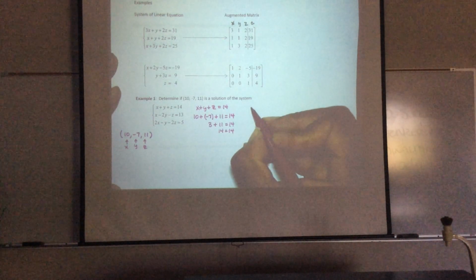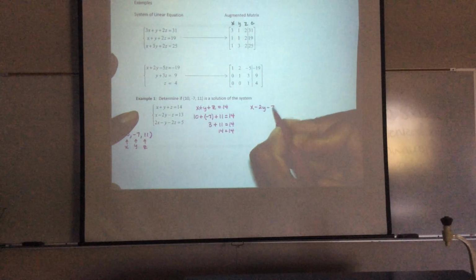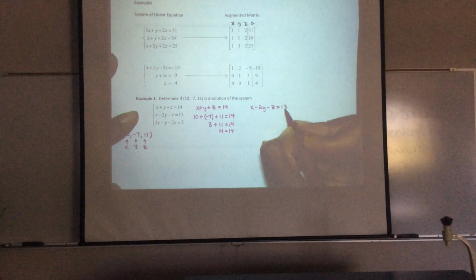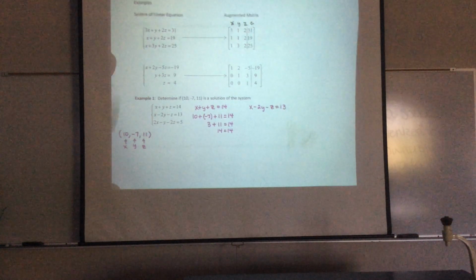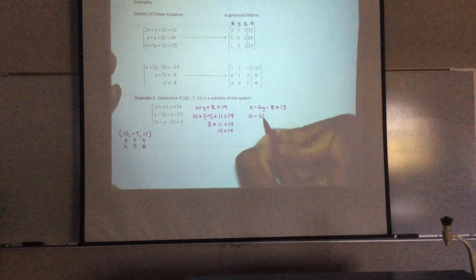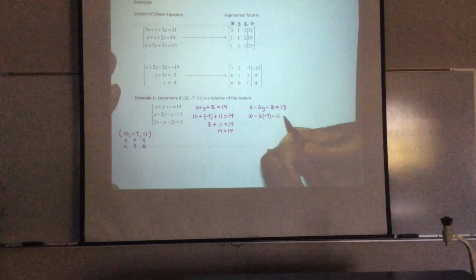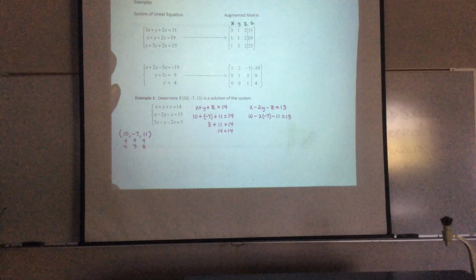So in this case, let's start with that second equation, x minus 2y minus z is equal to 13. Substitute the x with the 10, so you get 10 minus 2 times y, which is negative 7, minus z, which is 11. That should equal 13.